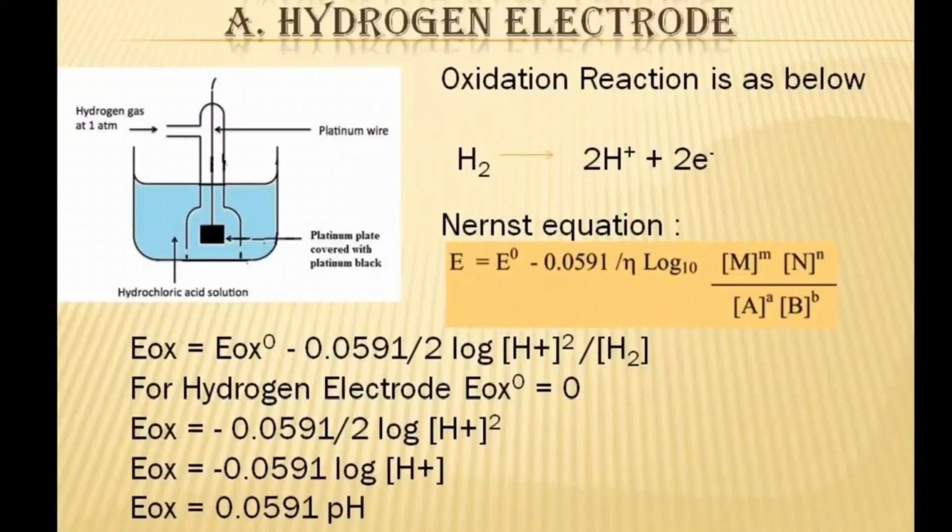So the Nernst equation, you know, E is equal to E0 minus 0.0591 upon N log to the base 10 concentration of product divided by concentration of reactant. As you know, this is the Nernst equation at 25 degrees centigrade. Here the oxidation reaction is taking place, therefore for this hydrogen electrode the Nernst equation will be E oxidation is equal to E0 oxidation minus 0.0591 upon, here the number of electrons is 2, that's why N is equal to 2, log to the base 10 concentration of H+ ion squared divided by concentration of H2 gas.